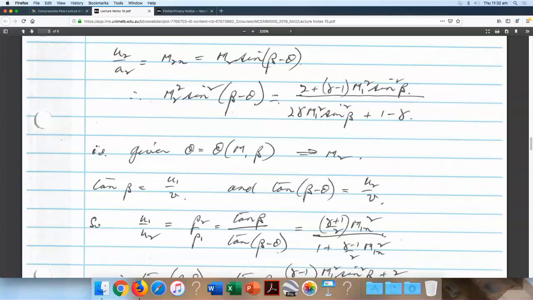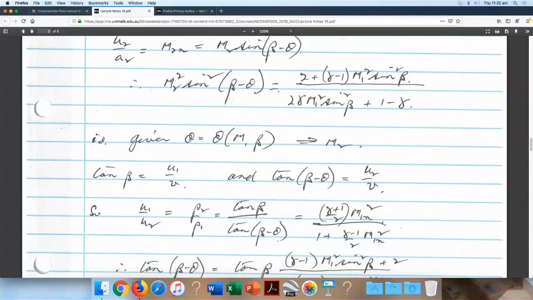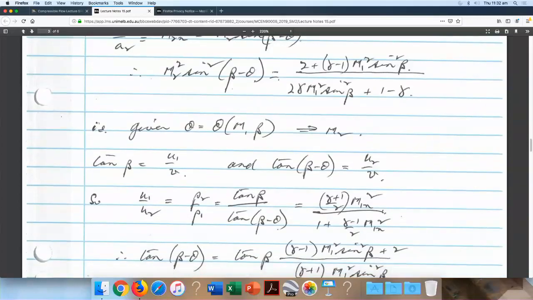So this says that the tan of beta minus theta I bring up here, and I bring this up over here, and this one down here, and I get... and I can write this M1n squared as M1 squared sine squared beta. So this M1n here in the top and bottom is M1 squared sine squared beta.